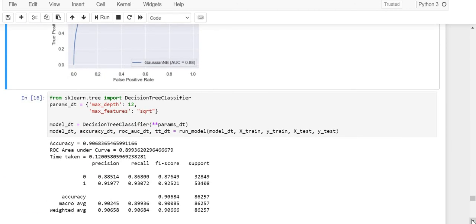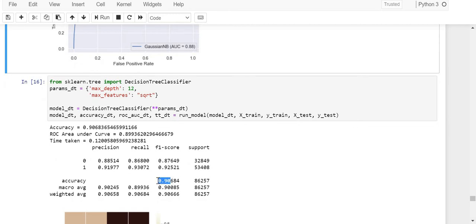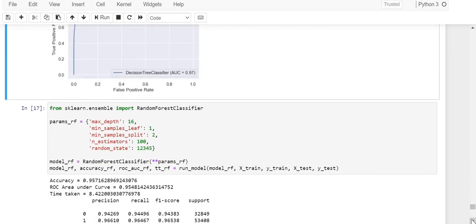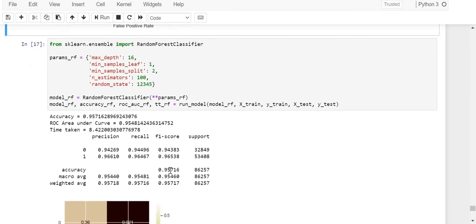For decision tree classifier, we can see the accuracy rate is 0.90, that is 90%, which is so far the highest. And then the random forest classifier has an accuracy rate of 95%. That means the random forest classifier is more accurate than the other 3 models that we have seen. By comparing the accuracy rates of each model, we conclude that the random forest classifier is the best fit for the data that we have chosen.